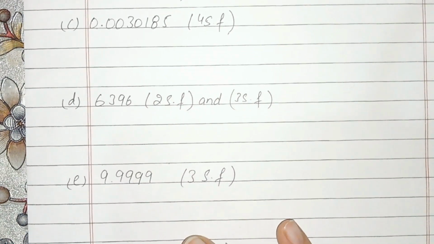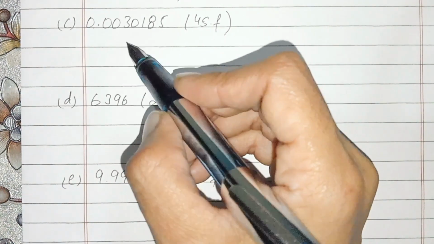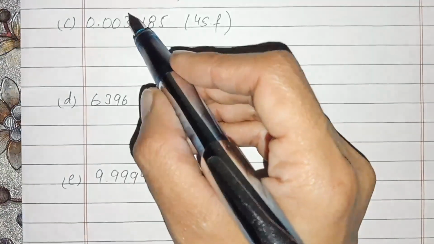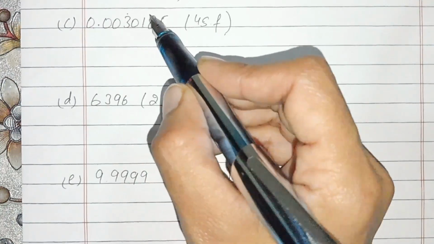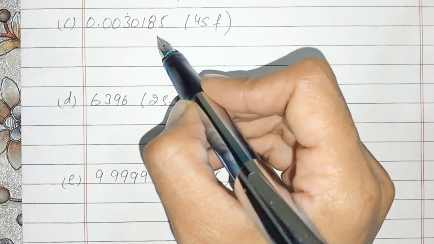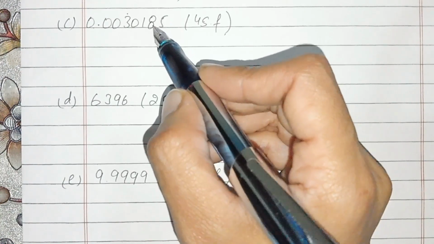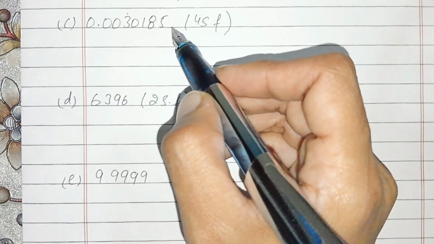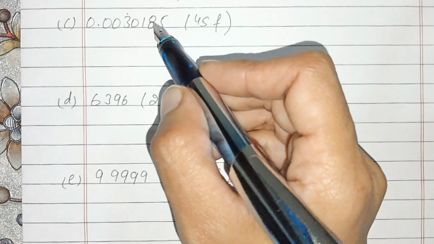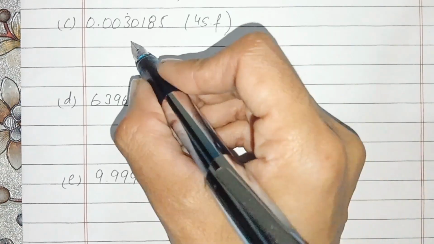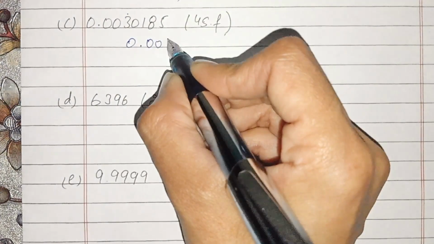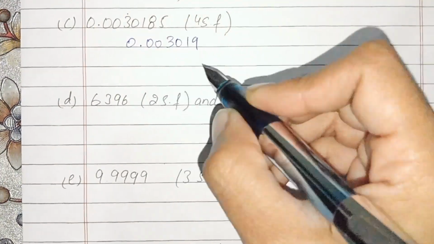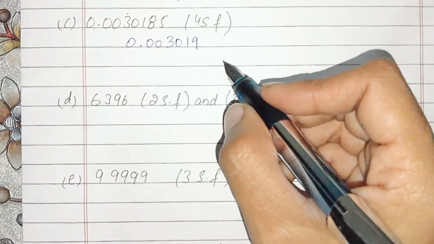Now students, part number C, to 4 significant figures. The significant figures start from 3, and that is 1, 2, 3, 4. We have to round off the value at this 8, and there is a 5 after it. It means that 1 is added to this value, and we get 0.03019, and this is part number C.